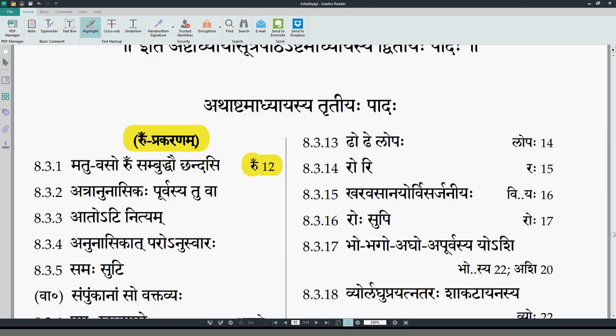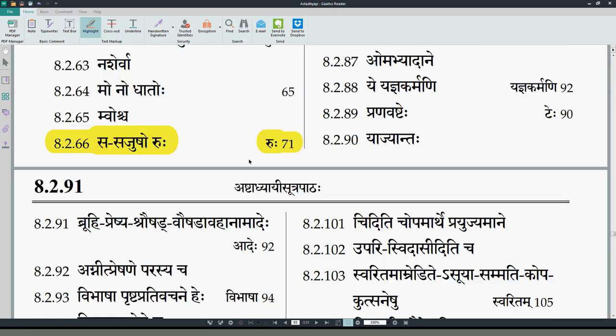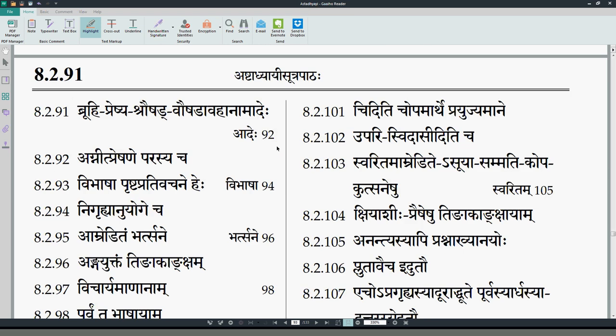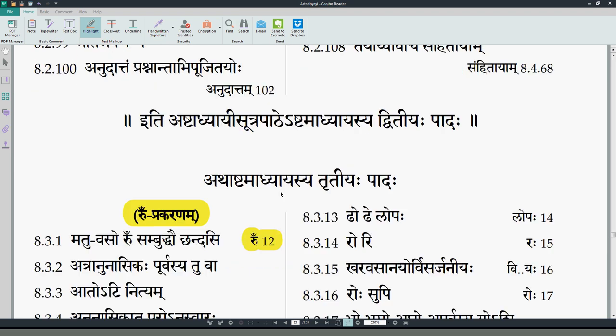Whereas here there is Ru Adesha. Note the difference between Ruhu and Ru. Ru here is Anunasika. And here it is Ananunasika. Ru looks similar, but it is not, because the rules which apply between Ru and Ruhu can be different.